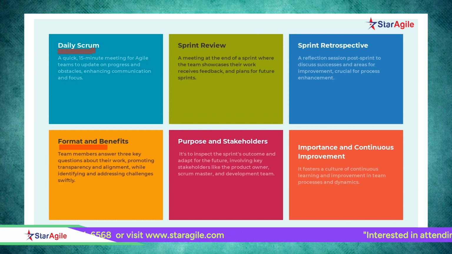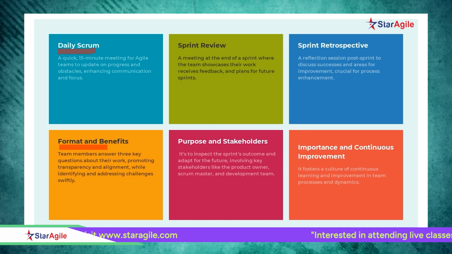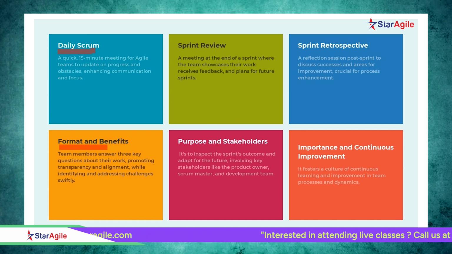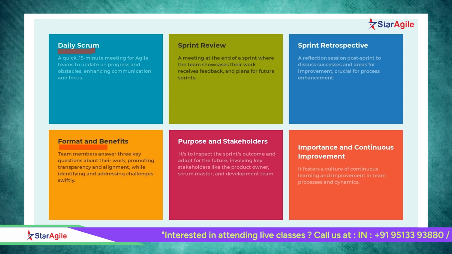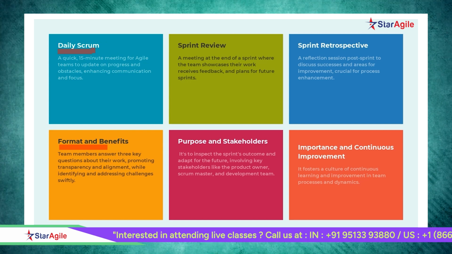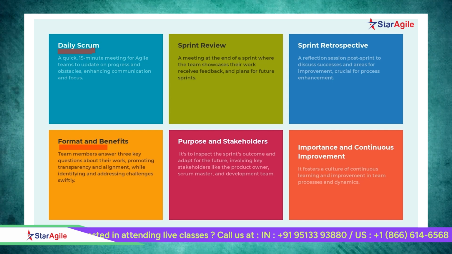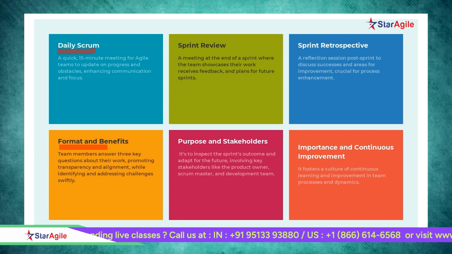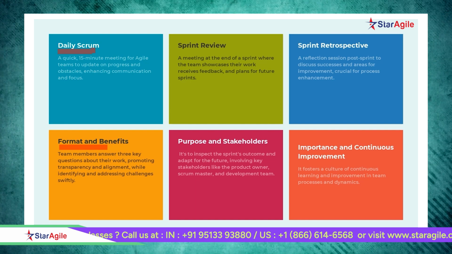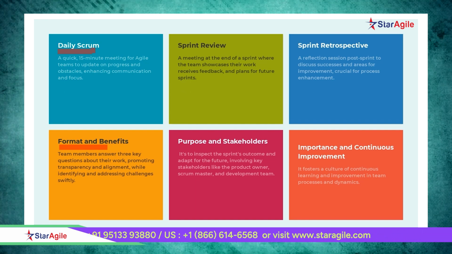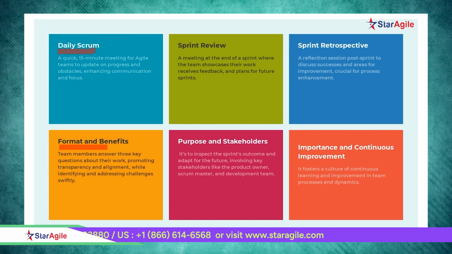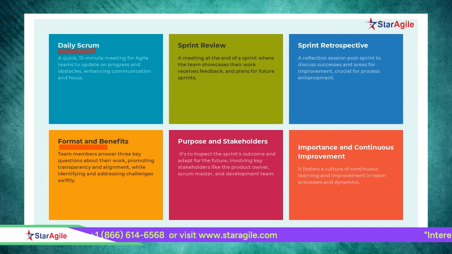During the daily Scrum, each member answers 3 questions. What did I accomplish yesterday? What will I do today? Are there any obstacles or impediments in my way? These questions help team members quickly update each other on their progress, plan their activities for the day, and identify any issues that need to be addressed.